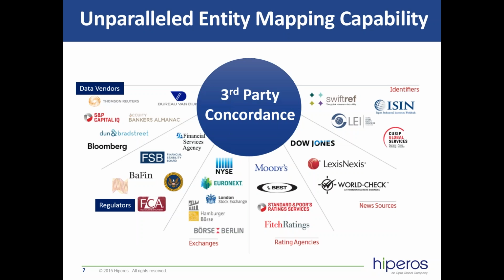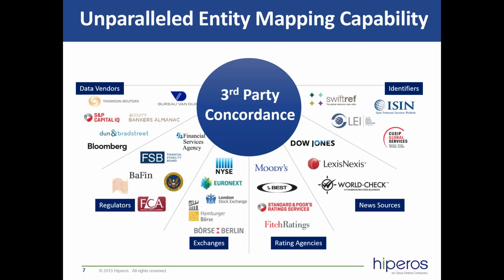So first of all, let's talk a little bit about Alacra and our capabilities. We have unparalleled entity mapping capabilities. And what I mean by that is we work with and are trusted by hundreds of different data sources, almost 100 different data providers themselves. And as you can see from the diagram, this includes not just data vendors, people who collect and sell you data, but also regulators, exchanges, rating agencies.